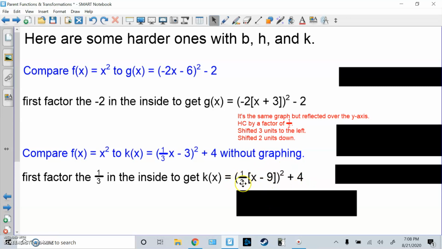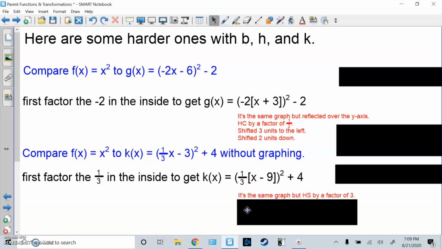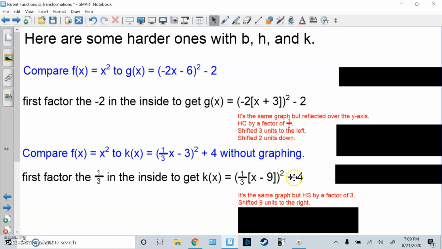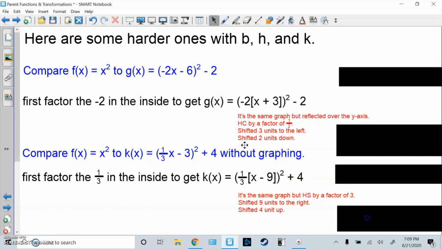No a. B is 1/3. So it's not negative, so no flipping sideways. But I have to think opposite. So although less than 1 usually means compression, this is going to be stretch. And then I have to flip it too. So 1/3 to 3/1. So horizontal stretch, 3 by 3. Then this minus 9, that's H, that's right 9. Then K plus 4 means up 4.